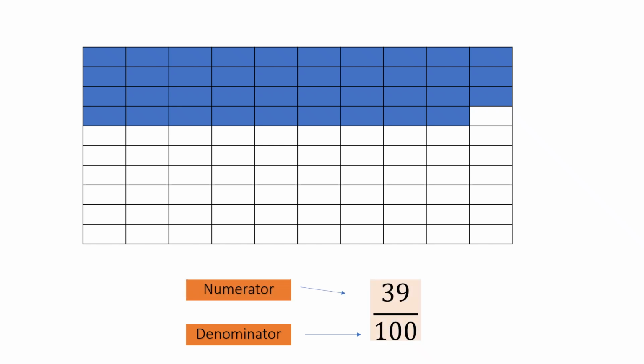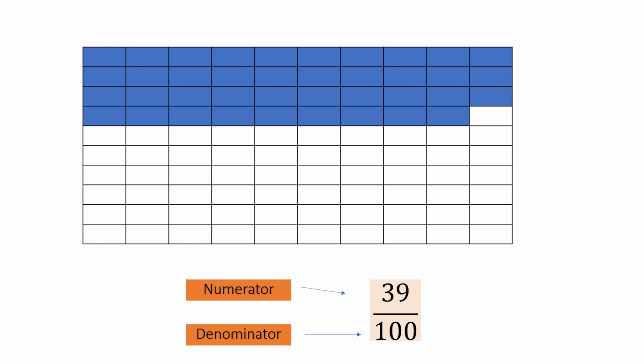Let's take an example of a rectangular box to understand this better. Now divide this box into 100 equal blocks. Now let us do one thing. Shade 39 blocks with blue color. So since the total number of blocks is 100, the denominator will be 100. But we have shaded or used only 39 blocks. So the numerator will be 39 if we have to write it in fraction.